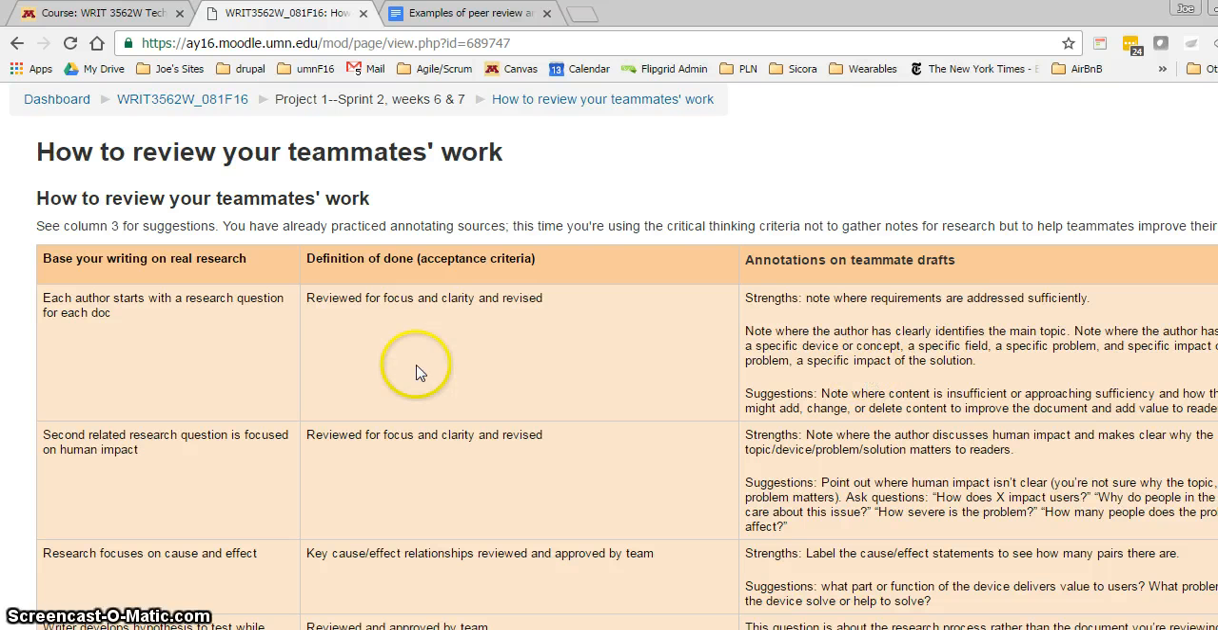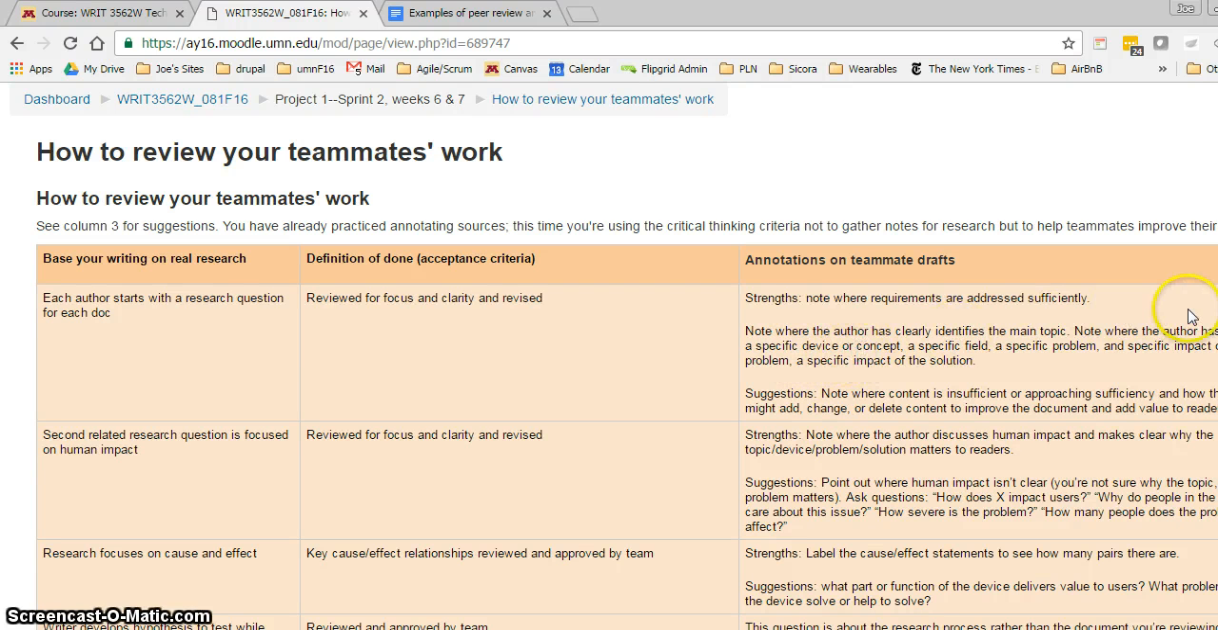And so I'm sort of interpreting the requirements from the point of view of someone who's doing a peer review. You've already used these materials to annotate source materials to find their value. In this case, in terms of peer review, you're using the same materials to look at strengths and to make suggestions, to base your suggestions on.